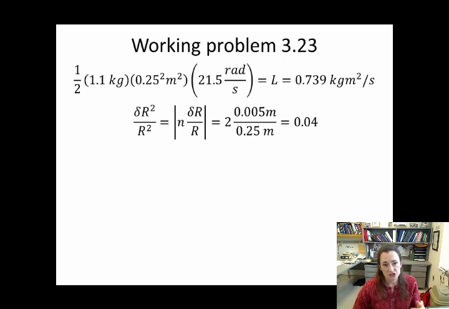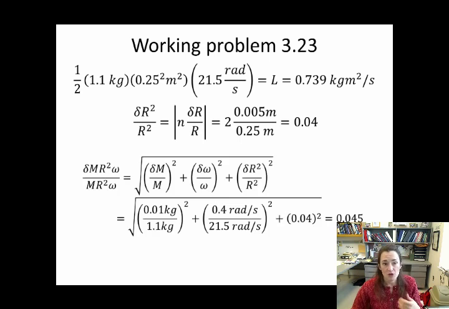So our fractional uncertainty in the r squared value is going to be the power times the fractional uncertainty in r. So the power is 2 because it's squared, and then the fractional uncertainty in r is 0.005 over 0.25, and that gives you 0.04. Now remember, this is a fractional uncertainty. It's tempting to write that out as an absolute, but what this 0.04 means is that there's a 4% uncertainty in the value of r squared.